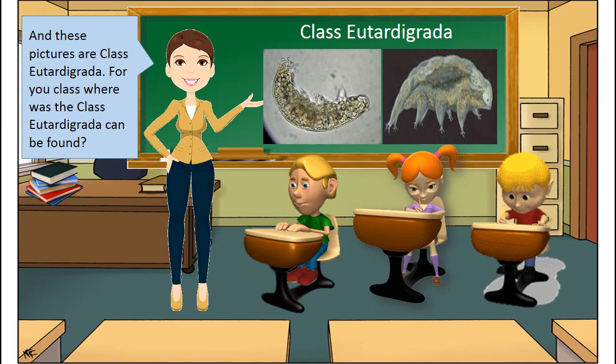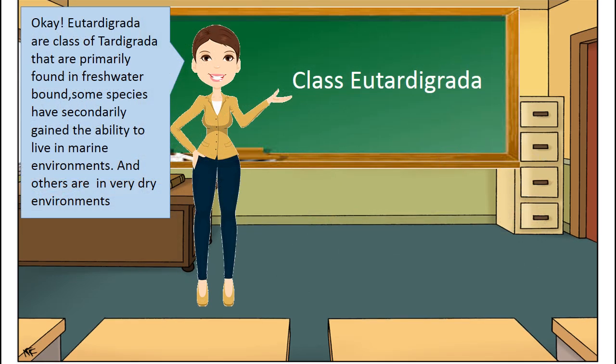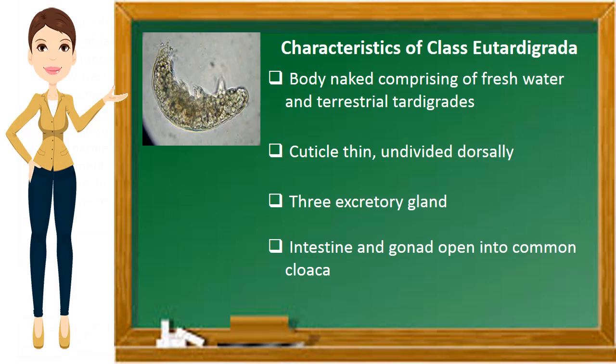And these pictures are class Tardigrada. For you, class, where can the class Tardigrada be found? Okay. Tardigrada are primarily found in freshwater. Some species have secondarily gained the ability to live in marine environments and others are in very dry environments. Characteristics of class Tardigrada are: body naked, comprising freshwater and terrestrial tardigrades. Cuticle thin, undivided dorsally. 3 excretory glands. Intestine and gonad open into a common cloaca.